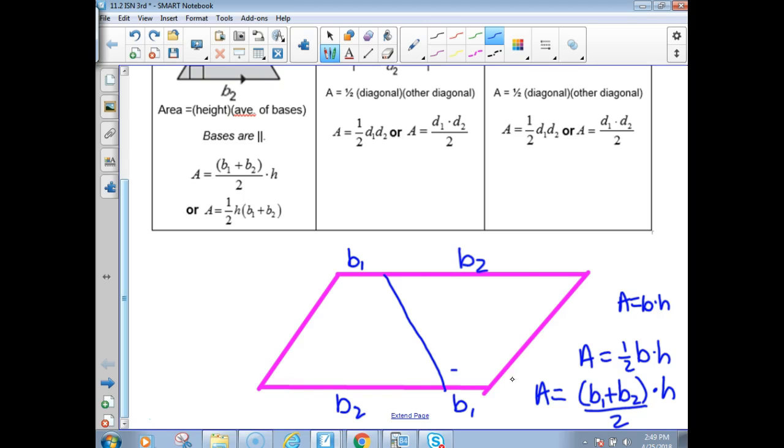If you wanted to do the area of this entire parallelogram, you would do B1 plus B2 times the height, and then you would have to divide by 2 to get one of these trapezoids. So that's where the formula comes from.